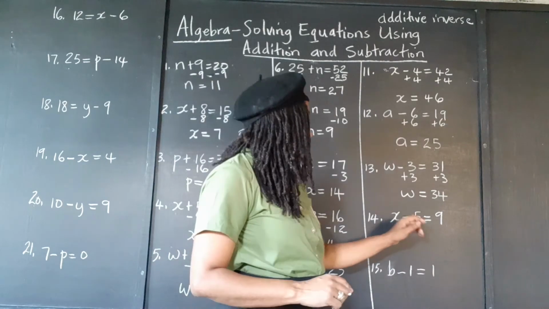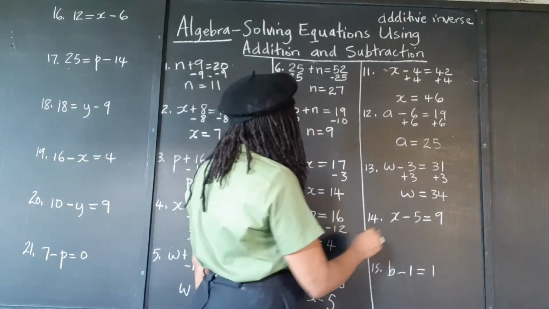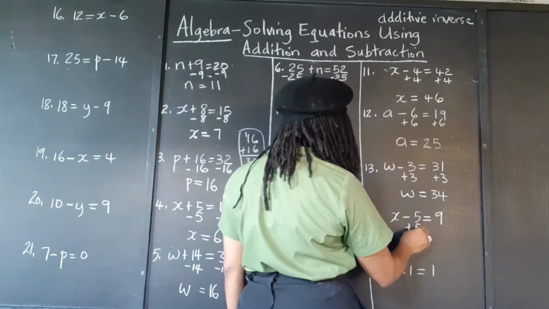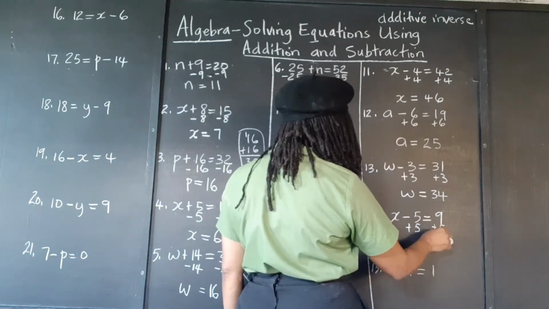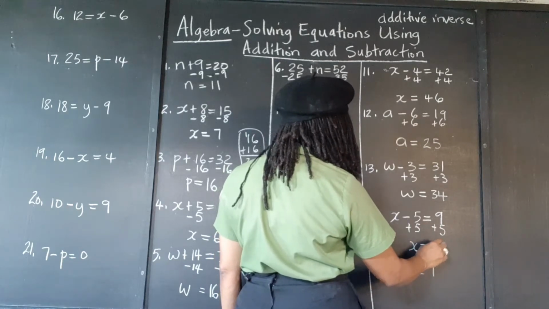Which number, when you take 5 from it, you get 9? So let's add 5 to both sides. So that gives 0, and we're left with x equals 14.